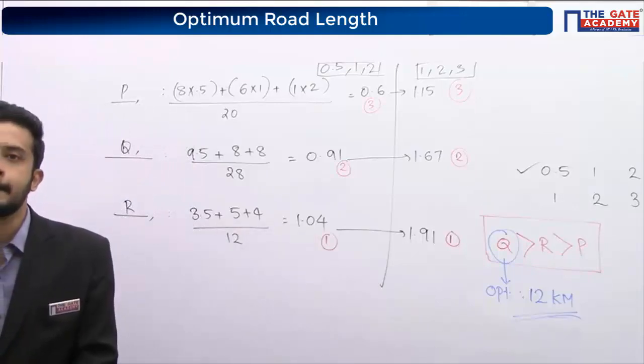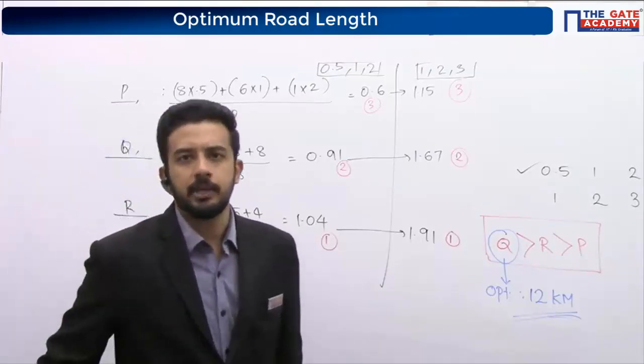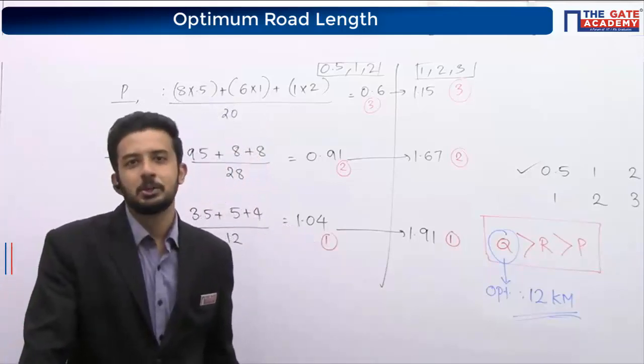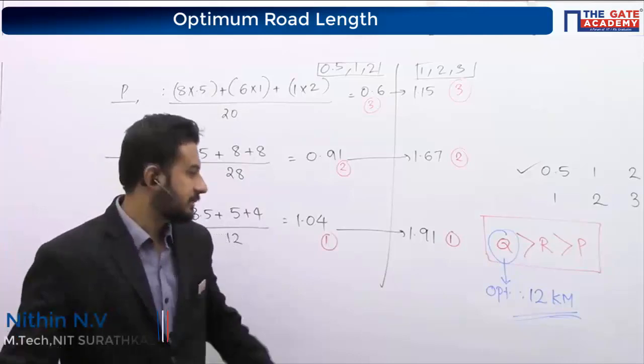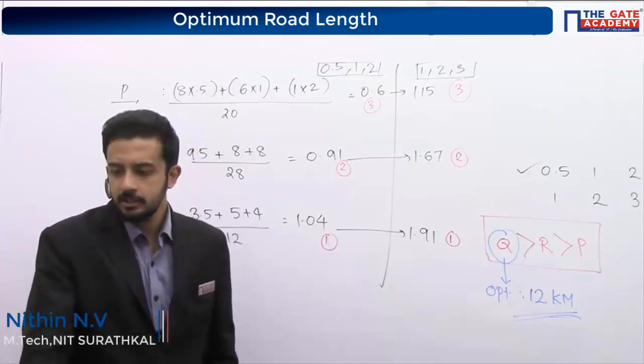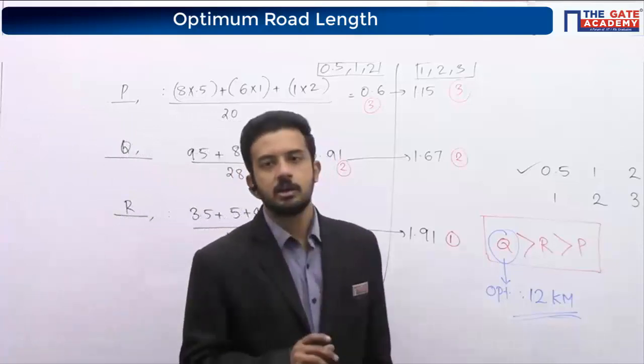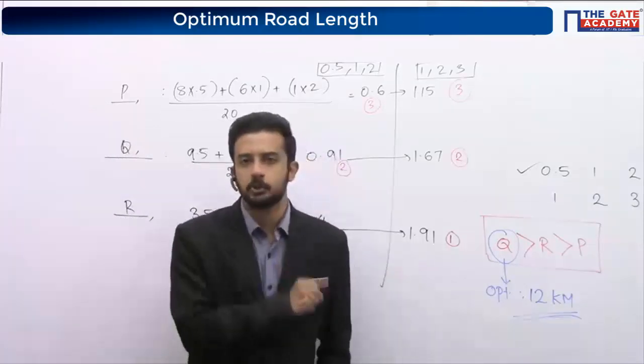Optimum road length and all. RQP, yes, very good. 12,000, okay, if they are telling in meters, I'm just asking. In this question, see, this is a previous GATE question for 2 marks. Only this question they have asked from that portion.